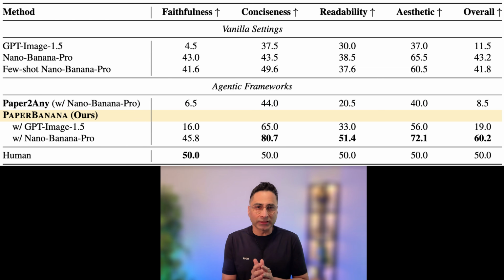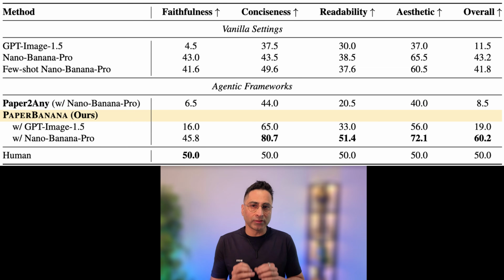And here's what really surprised me. On conciseness, readability, and aesthetics, PaperBanana is actually beating human-drawn diagrams. The only area where humans still win is faithfulness, which makes sense because we exactly know what we mean to draw. But this is a pretty significant result.